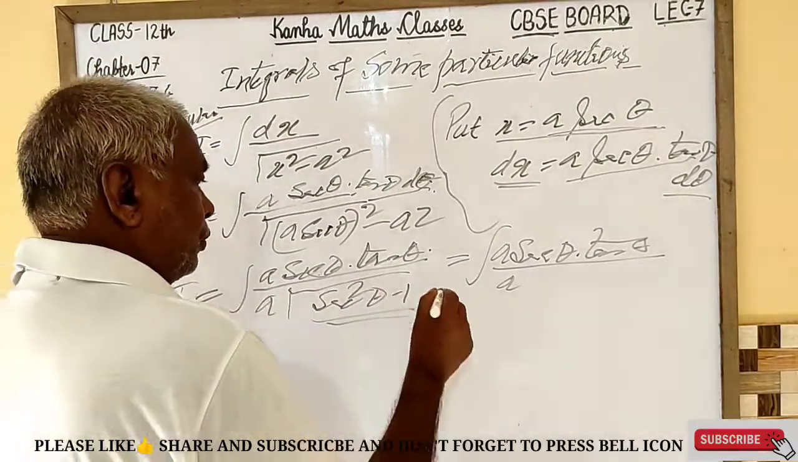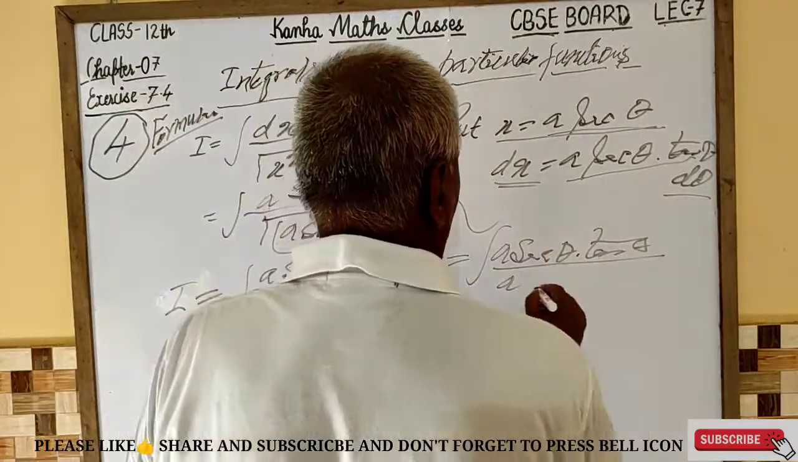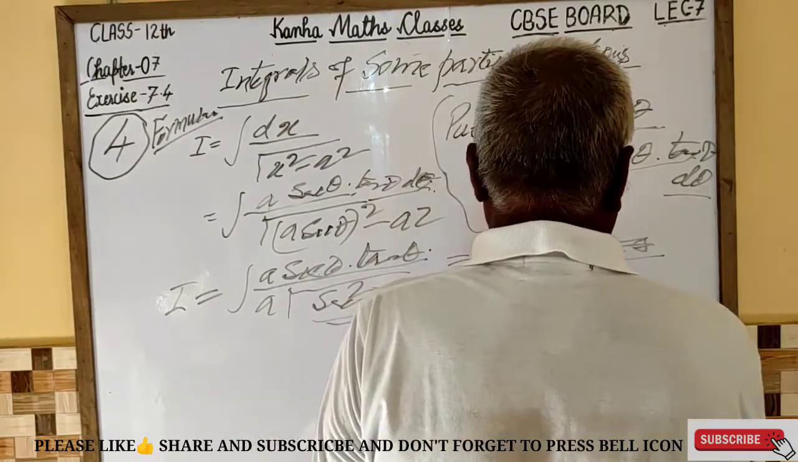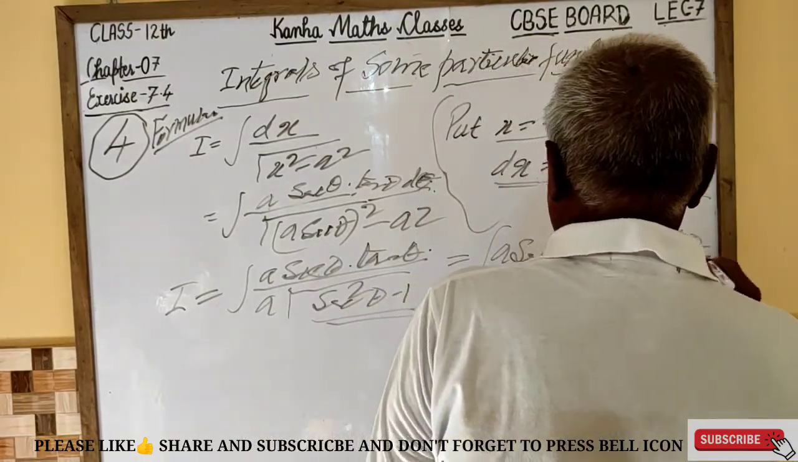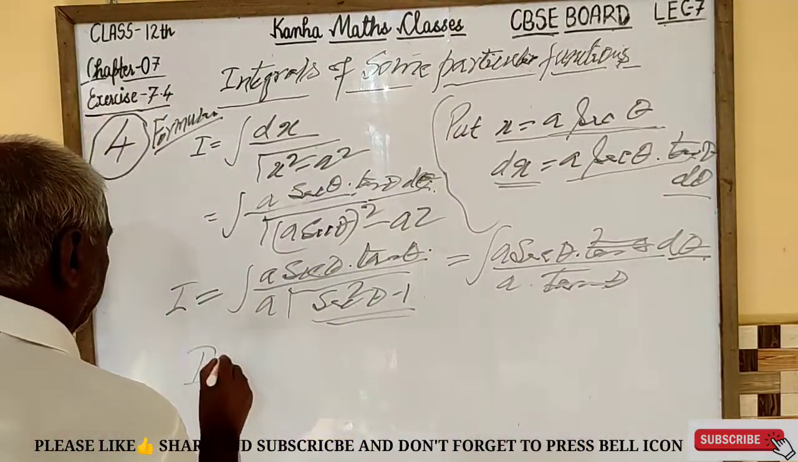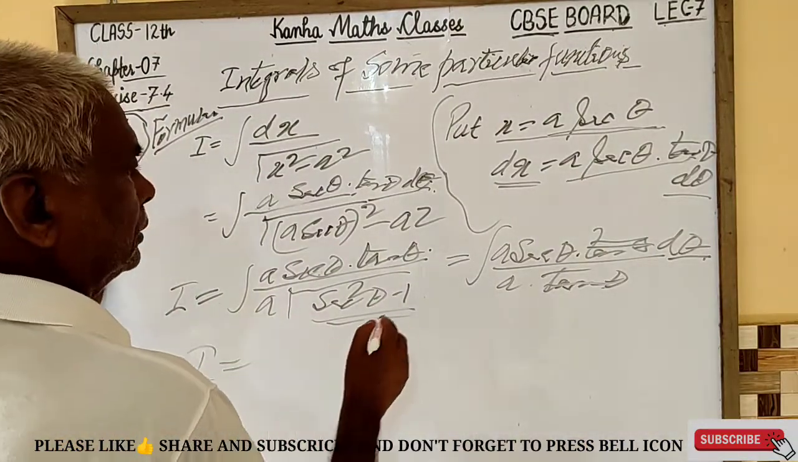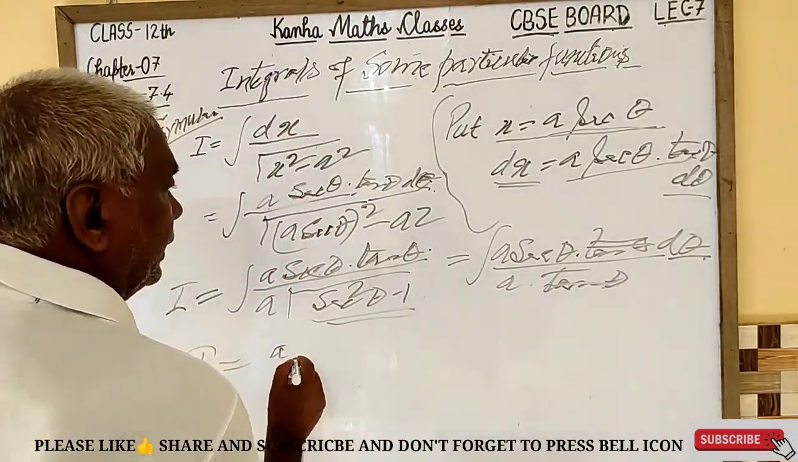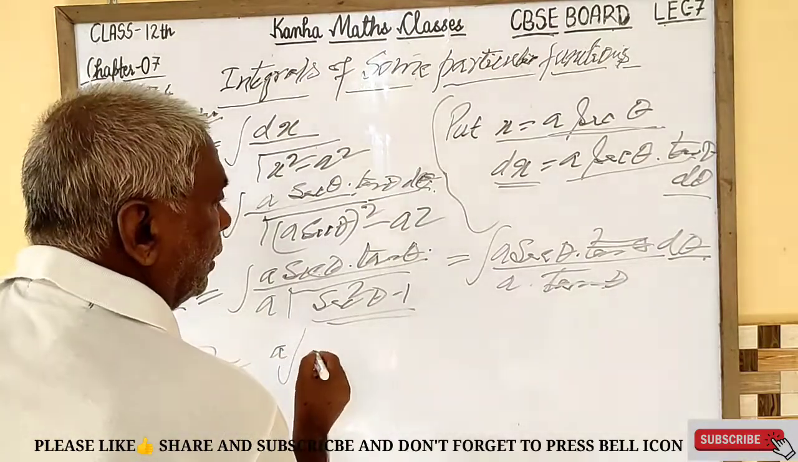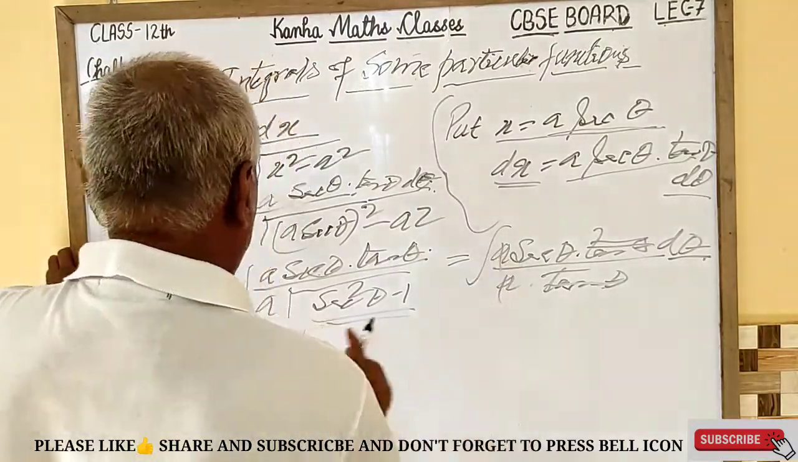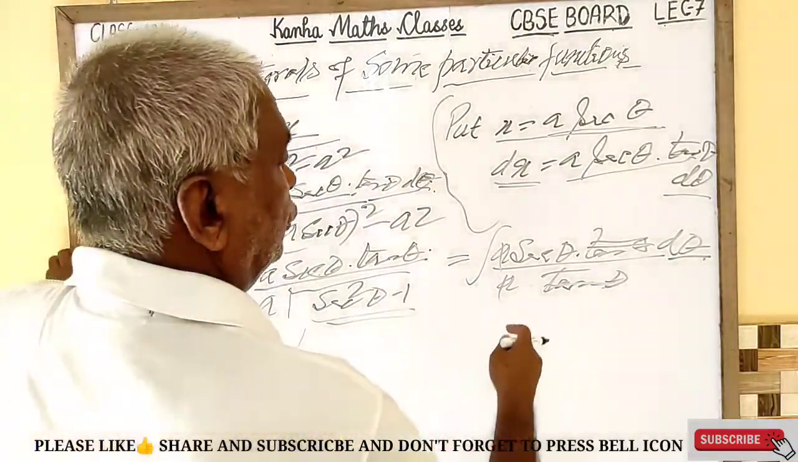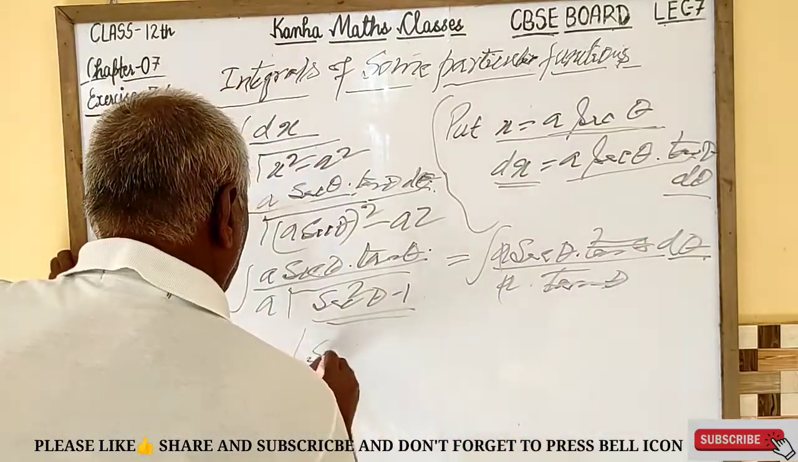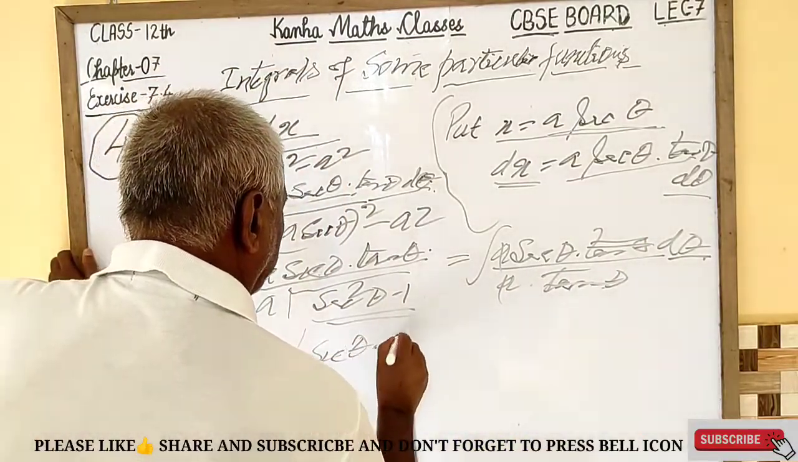And what about the under root? The under root of tan square theta will be equal to tan theta. Tan theta will cancel with tan theta. Now a sec theta upon a, the a will cancel with a. The numerator will be only sec theta d theta.